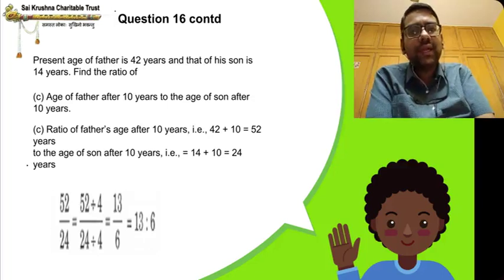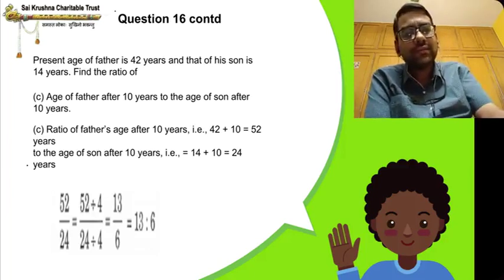Age of son after 10 years: presently the son is how many years? 14. So after 10 years, what will be his age? 14 plus 10, 24. Ratio of age of father after 10 years to age of son after 10 years is 52 by 24. This is the fractional form of the ratio 52 is to 24. We will divide both 52 and 24 by 4 because 4 is the HCF of 52 and 24. We will get 13 by 6. 13 by 6 is the fractional form, and the ratio form of this is 13 is to 6.